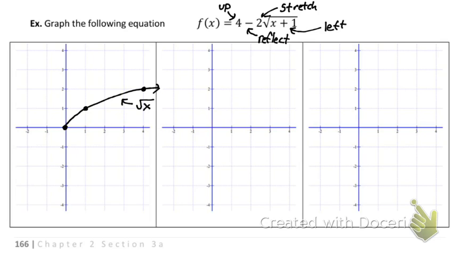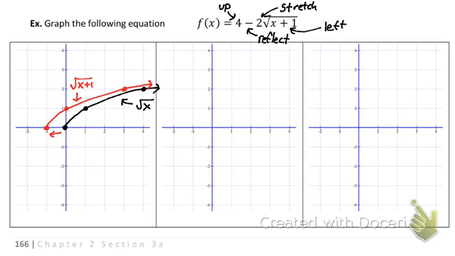Per the notes, we're supposed to do horizontal next. So we'll do our horizontal shift next. We're going left 1. So let's go ahead, and I'll just do this in red. I'm going to move all the points to the left 1. We now have the graph of square root of x plus 1.